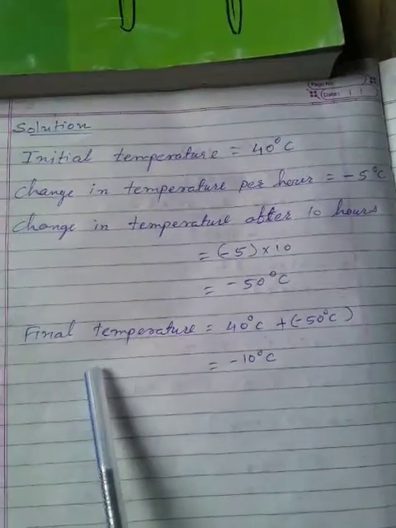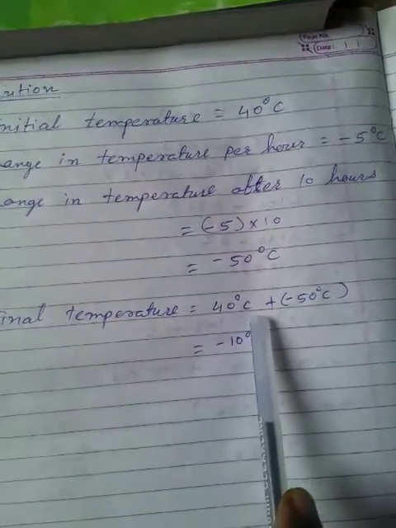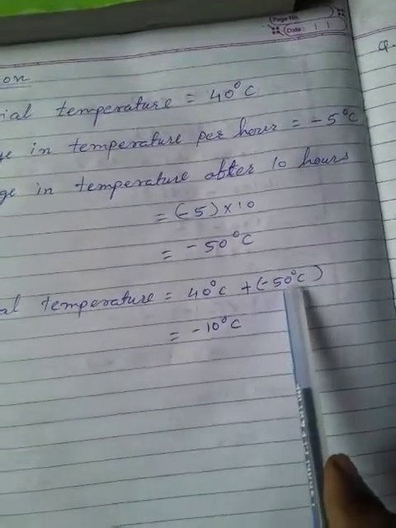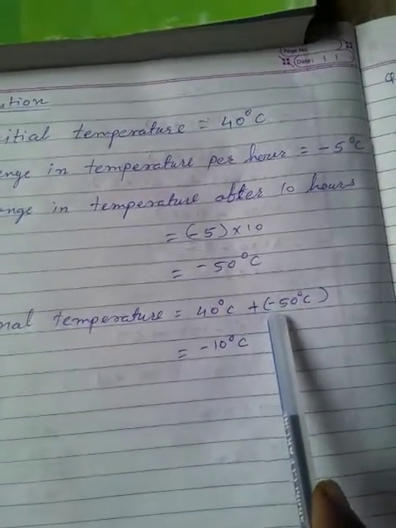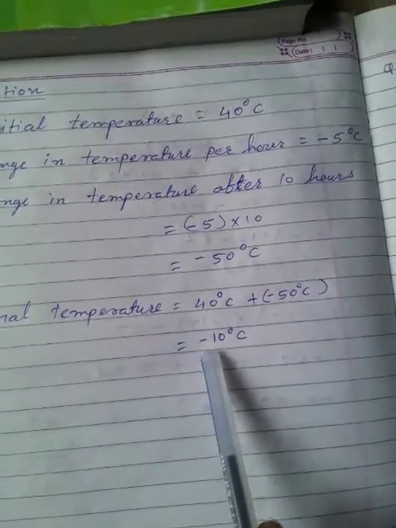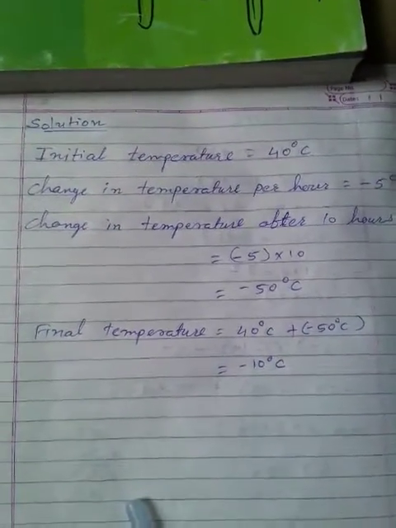So what is the final temperature? Final temperature is equal to 40 degrees Celsius plus, in bracket, minus 50 degrees Celsius. So plus minus is minus, so 50 minus 40 is 10, minus 10 degrees Celsius. Understood this sum?